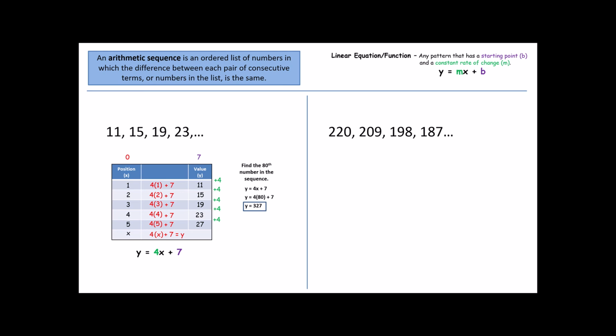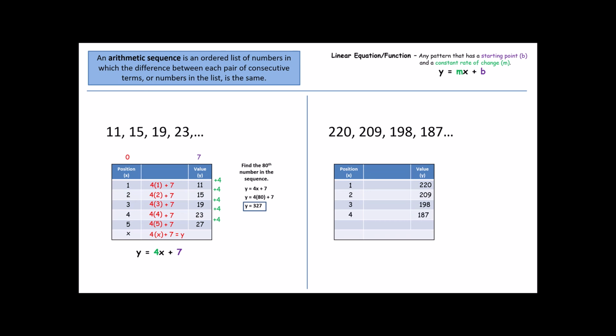Again, I'm going to pause. I would recommend pausing the video, try it on your own. I'm just going to keep right on going. Here's your table. Position 1 has a 220, and I'm going to do this faster this time because you already know those. Can you see what the pattern is?